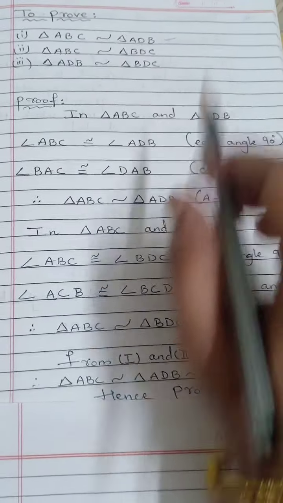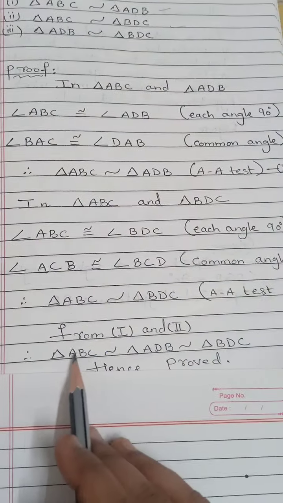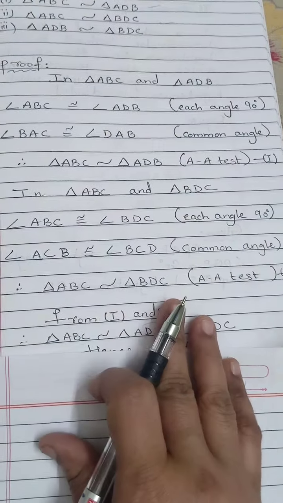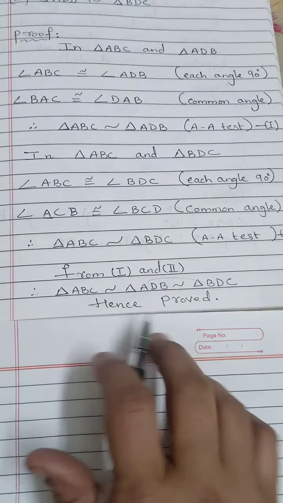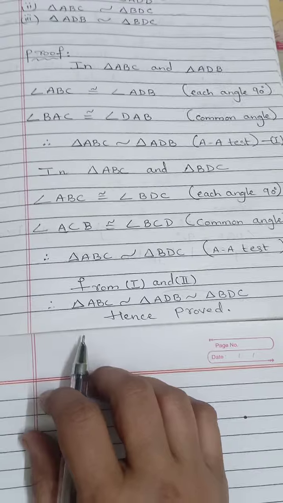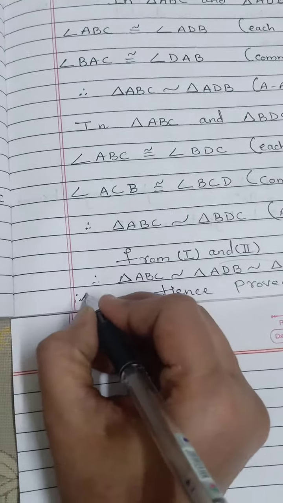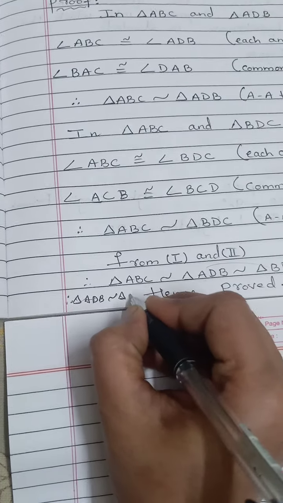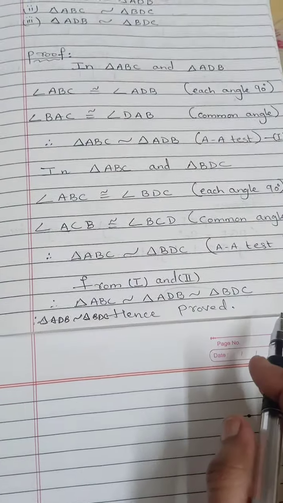So first we have completed. It is similar to BDC. So second we have completed. Now if all these three are similar, then we can say these two will also be similar. So if you want, you can write that also, that these two are similar. So we have got here all the three triangles are similar to each other, and at last we can write hence proved. If you want, you can write here the two triangles are similar, that is triangle ADB will be similar to triangle BDC, in this way. So we have proved all these three.